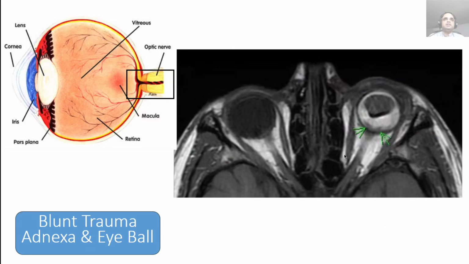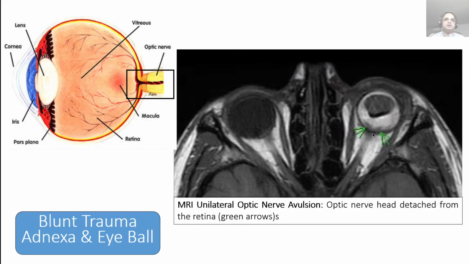This is an MRI, and as you can see from the green arrows, the optic nerve is separate from the eyeball right here. And here you can see the optic nerve is attached to the eyeball here, where between the green arrows where my pointer is. This is where the optic nerve has separated from the eyeball.